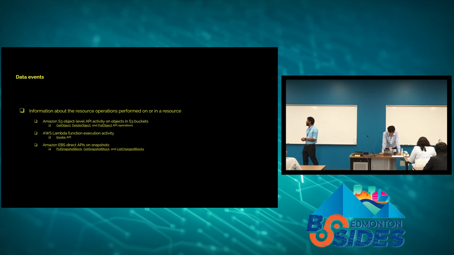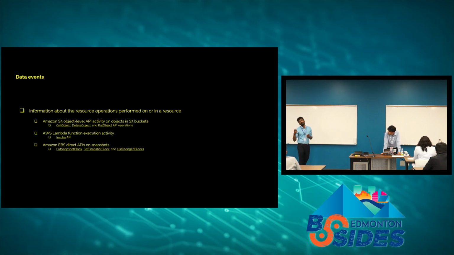The next one we'll talk about is data events. Data events are all about any operations performed on or in a resource. Here we'll be looking at API activity on S3 objects, Lambda function executions, EBS or elastic block storage direct API calls and snapshots. All of these actions like GetObject, PutObject, DeleteObject, snapshots are very important because that's what we are going to be using for our threat hunts.